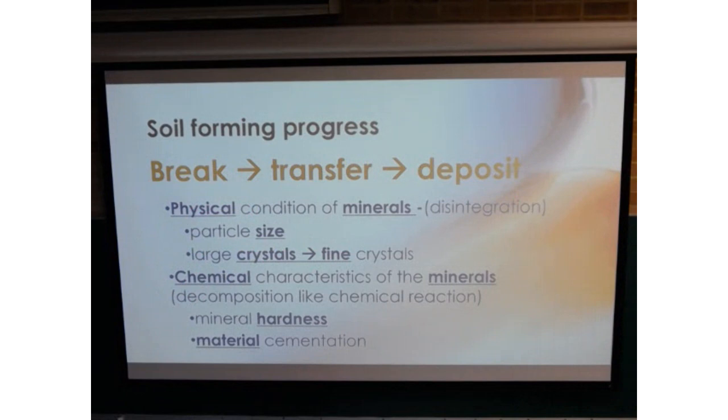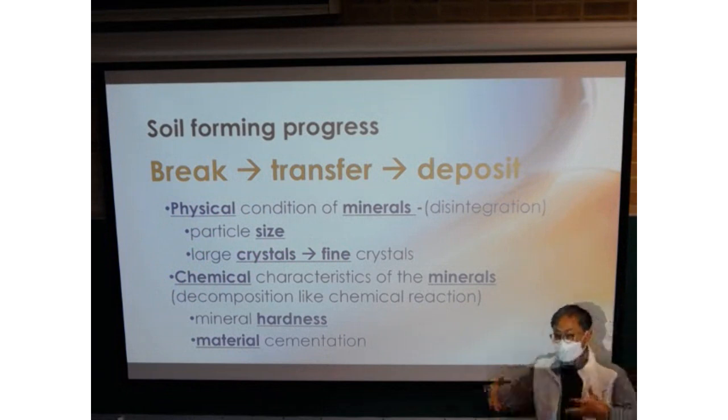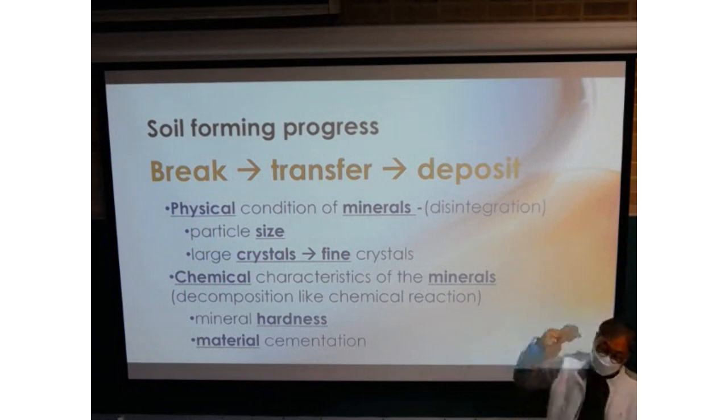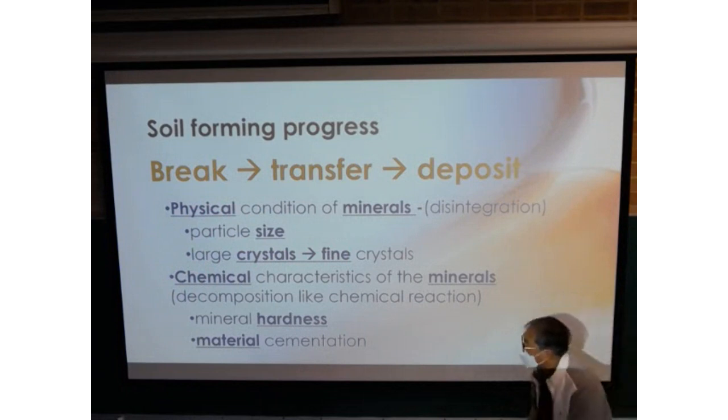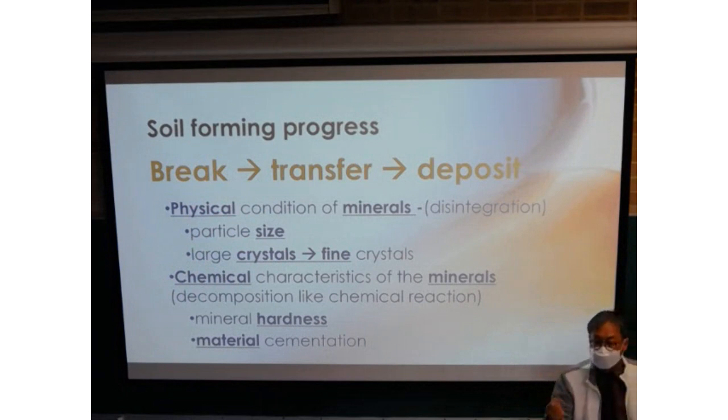The physical condition of a mineral is disintegration. The particle size will be broken down by crushing. Okay? When a broken piece of rock crushes on some other broken piece of rock, they are going to get broken down. The broken pieces will be getting smaller and smaller, and then the texture, the feeling, is really fine, it's smooth. Or a bigger size is rough. If you touch sand, you will feel rough.